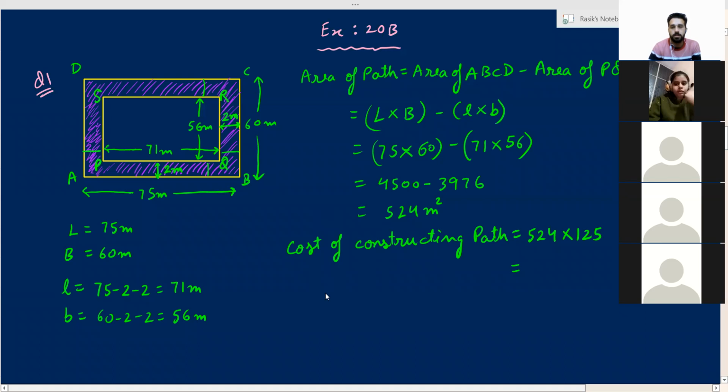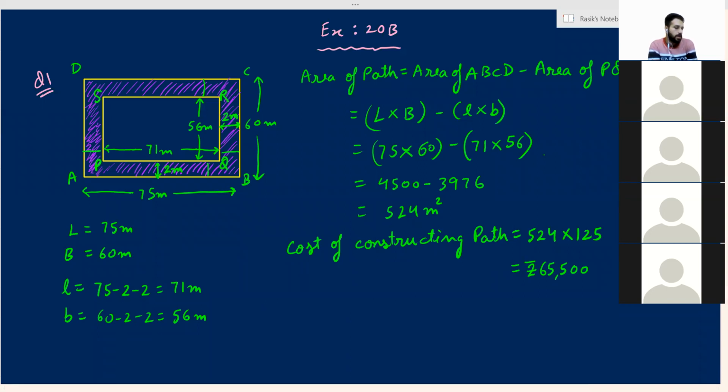So 65,500. Absolutely correct. Rupees 65,500. This is your answer, the cost of constructing the path. Is there any doubt in the whole question? No, sir. The most important part, there are two more most important things in the question to note down.